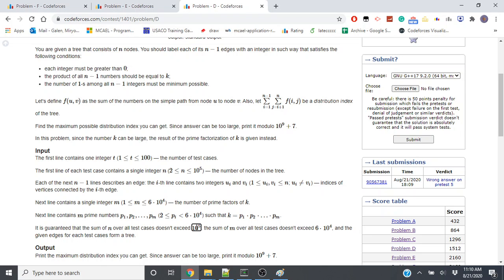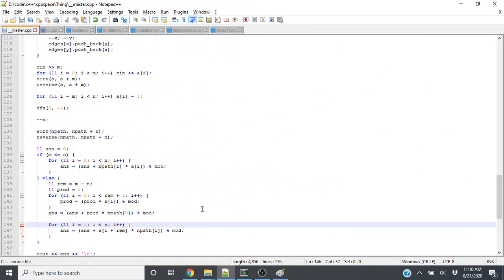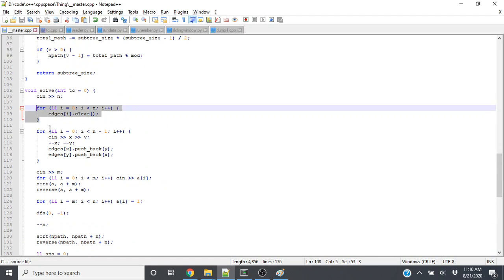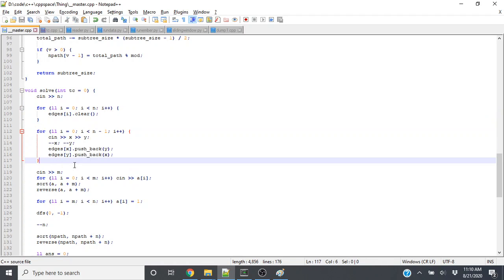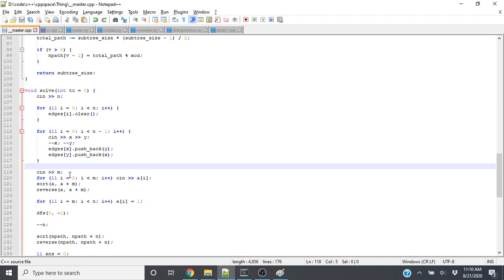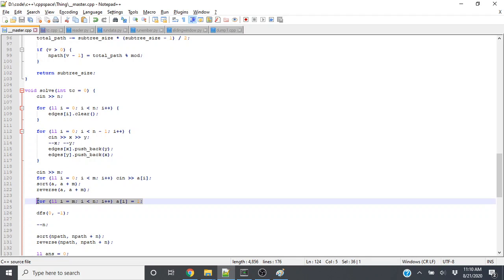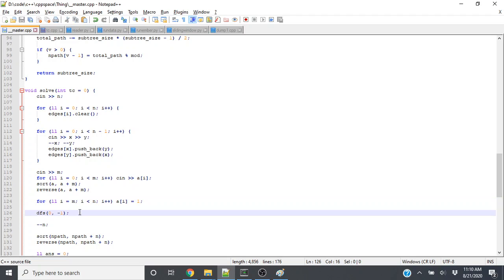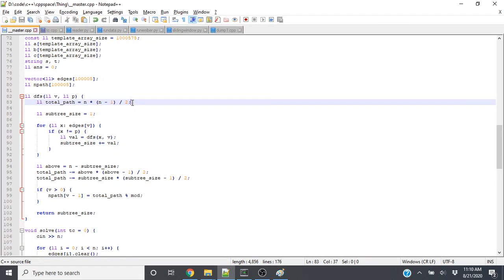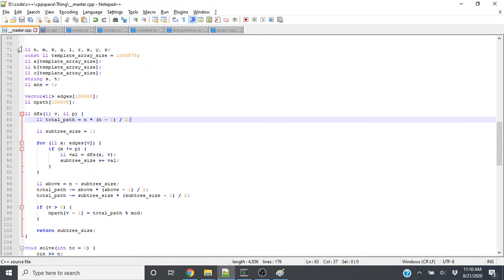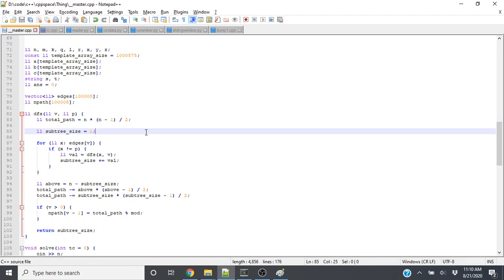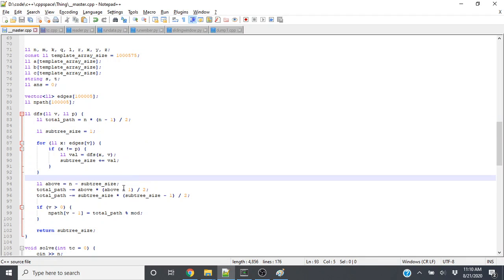So AI less than 6 times 10 to the 4th. Oh wait, so we're clearing edges, reading in X and Y, doing the edges right. Reading in the array, sorting, reversing, so sorting in decreasing order, or non-increasing order. Then we're filling everything else with 1 that we need to. DFS, is this right? So n is small, so that's fine. We're using long longs. Subtree size, long longs for everything.